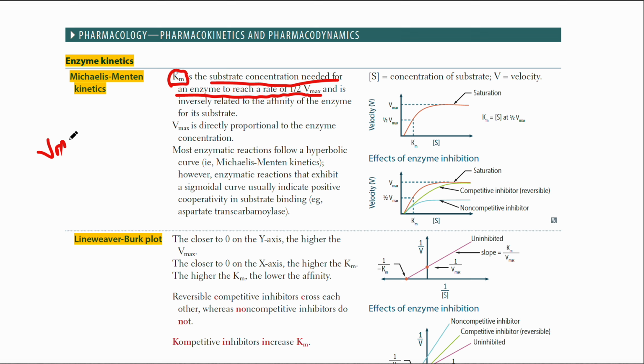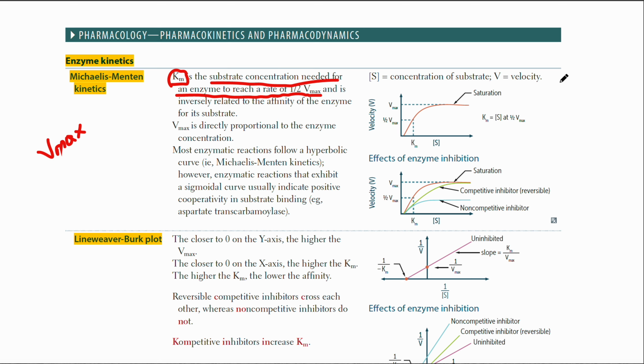What reaction? Any enzyme reacts with a substrate to give the product, right? And the substrate here is a drug. So any enzyme reacting with a drug gives a product, and that happens in a reaction, and that reaction has a velocity. The maximal velocity of that reaction is Vmax, and the substrate concentration needed for an enzyme to reach a rate of half of this maximal velocity is Km. So that is what Km is.